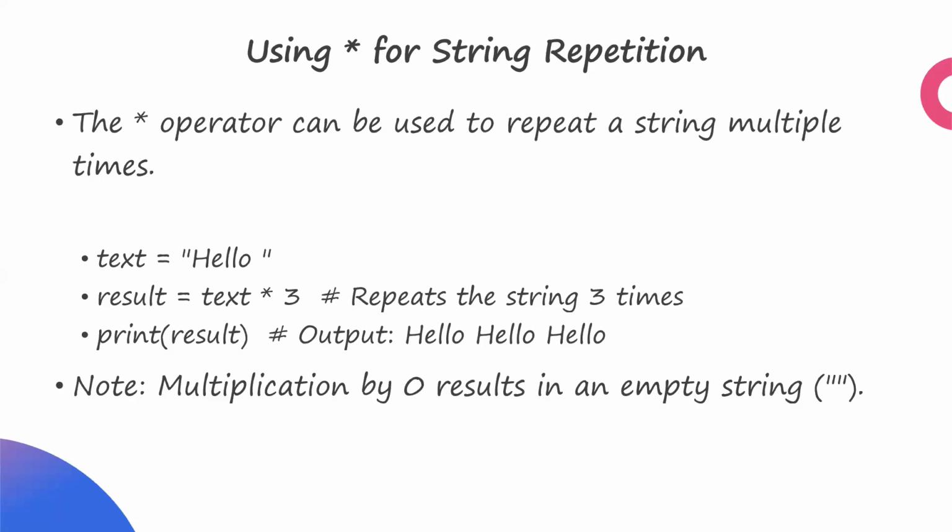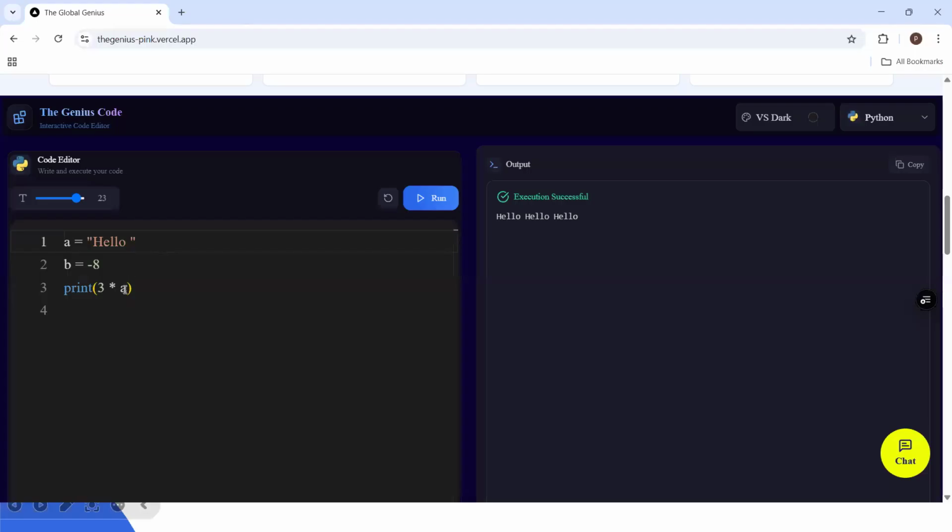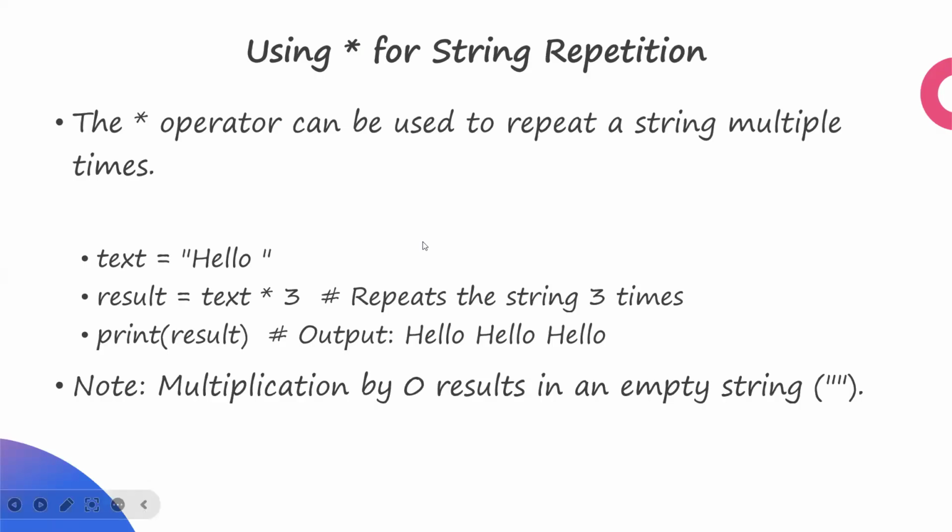Remember, note that multiplication with 0 will give you an empty string. If you try to multiply a string by 0, it will give you an empty string. It printed nothing because it's an empty string. So whenever you try to multiply by 0, it will give you an empty string.